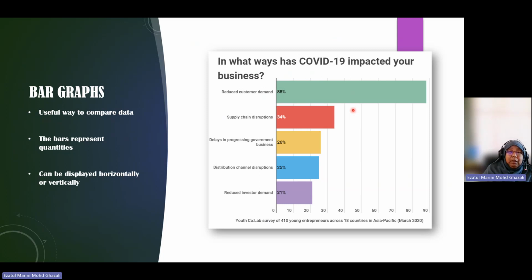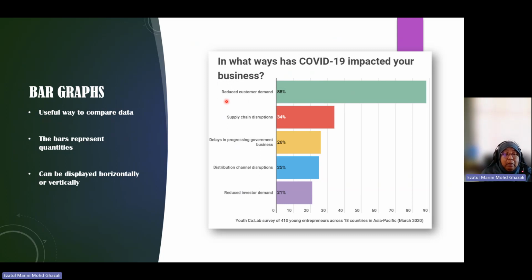Okay. Let's look at the graph. What is the title of the graph? The title of the graph is "In What Ways Has COVID-19 Impacted Your Business?" So we know that this particular bar graph discusses how COVID-19 impacted the business. Okay. All right. And if we look at the scale or the y-axis, we can see that there are five categories being discussed, five ways COVID-19 impacted the business.